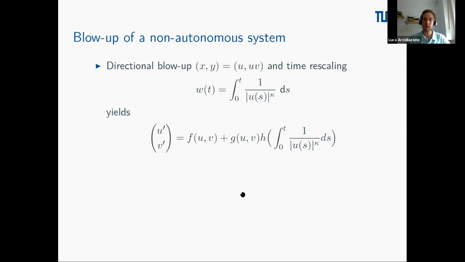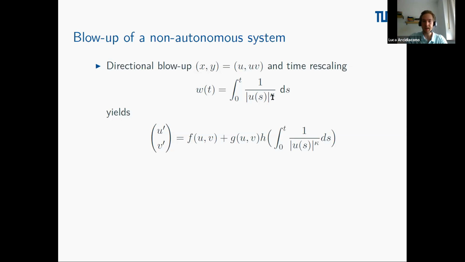Now let us again apply some directional blow-up and some time rescaling of the form where we want to divide out factors of u, and kappa here is just some exponent that we need in order to divide out enough powers of u. So in the previous example, for example, this would be 1, as we needed to divide out 1 power of u.